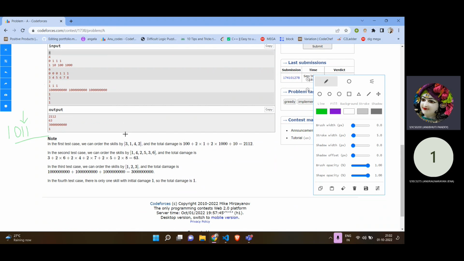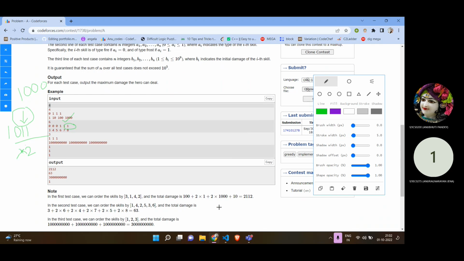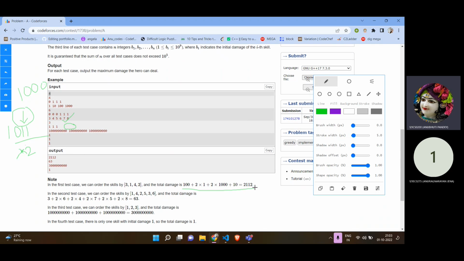So for that, you can just consider the maximum of all of his skills of type 1. Here, 1000 is the maximum damage of type 1. So we can take this one to be of type 1000, as this is going to be multiplied with 2. And then the calculation is done according to this.